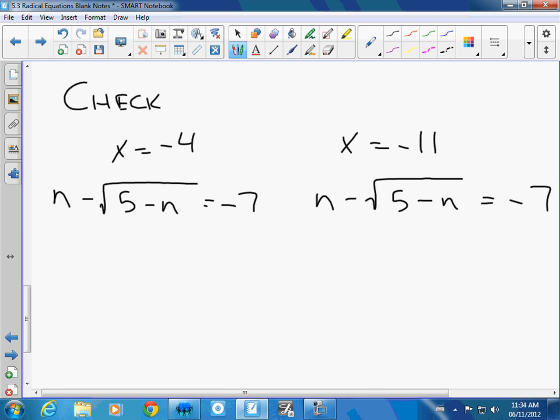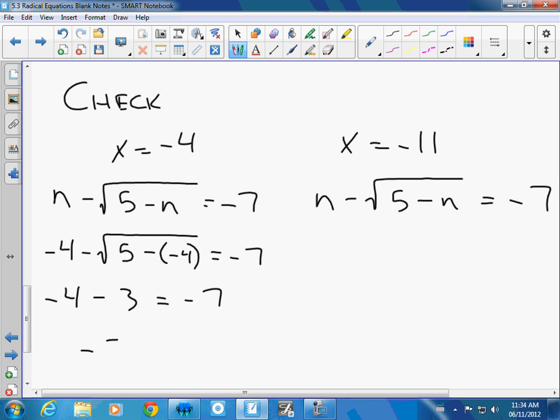No, you just plug them in. We're not switching anything around. So, negative 4 minus 5 minus negative 4 equals negative 7. Negative 4 minus, what's 5 minus negative 4? 5 plus 4, which is 9. Square root of 9 is 3. Negative 4 minus 3 is negative 7. Negative 7 equals negative 7. Is that true? Last time I checked it was true. That's the answer, but we don't know about the other one. You could have 1, 2, 0. We could have multiple answers.